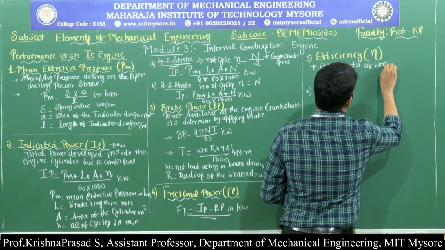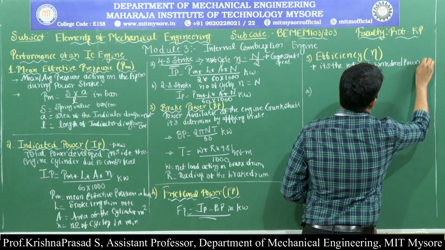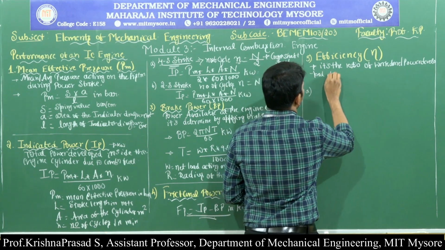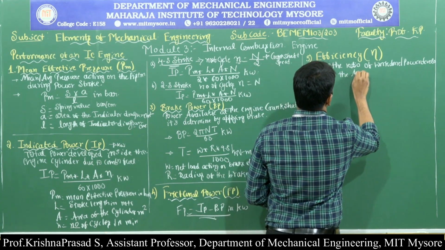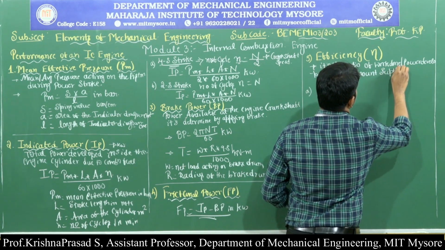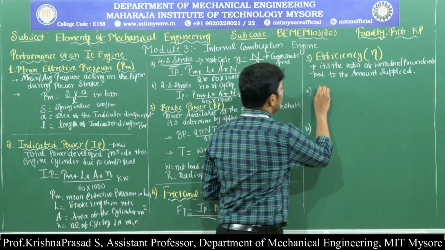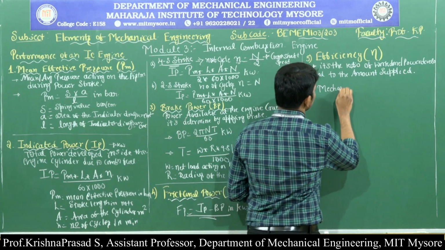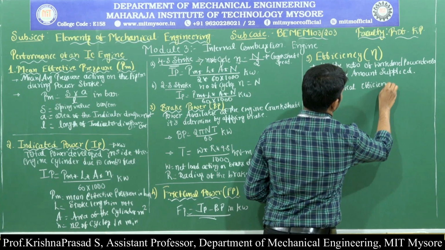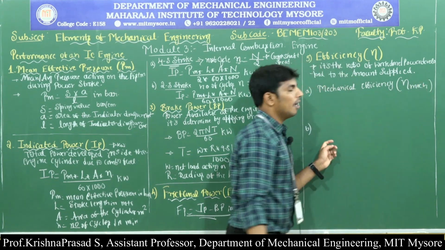work done or power developed to the amount of heat supplied is called efficiency. And for the efficiency, again two types: the one is called mechanical efficiency, another one is called thermal efficiency. Okay, and the mechanical efficiency is denoted by Nmech.